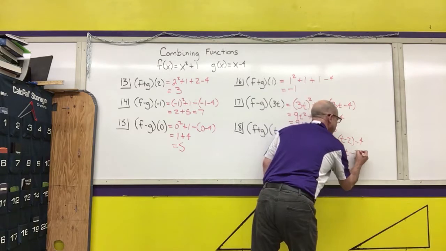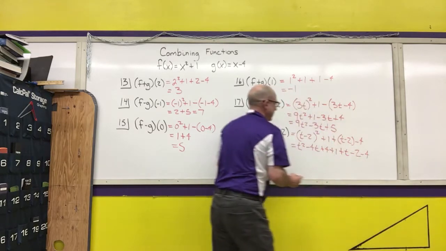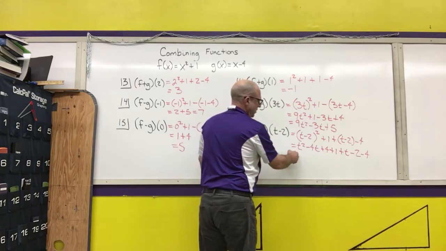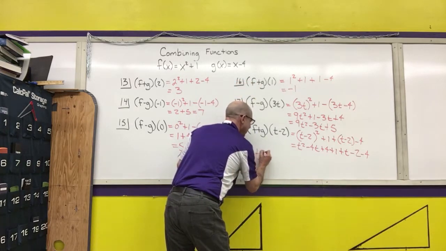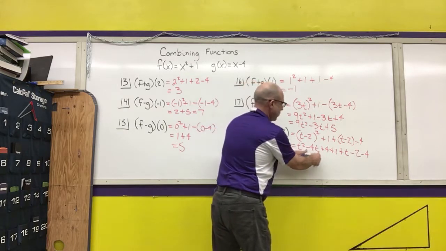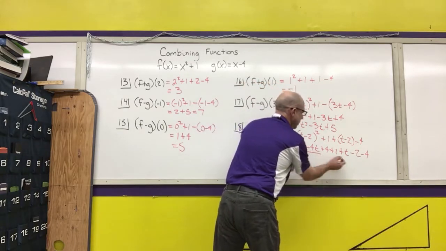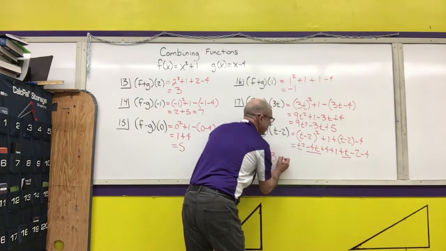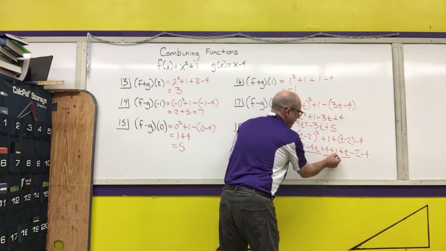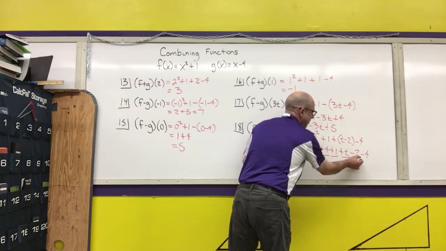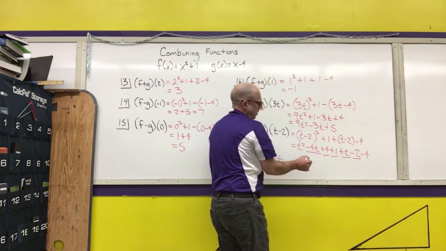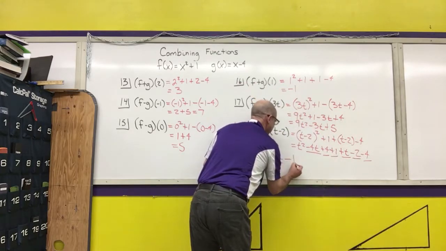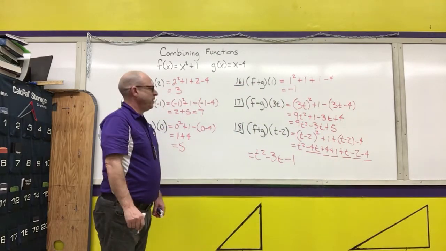minus 2 minus 4. And for our final simplification, there's one term with t squared, so I have t squared minus 4t plus a t is minus 3t. 4 plus 1 is 5, minus 2 is 3, minus 4 is negative 1. And that would be the final answer.